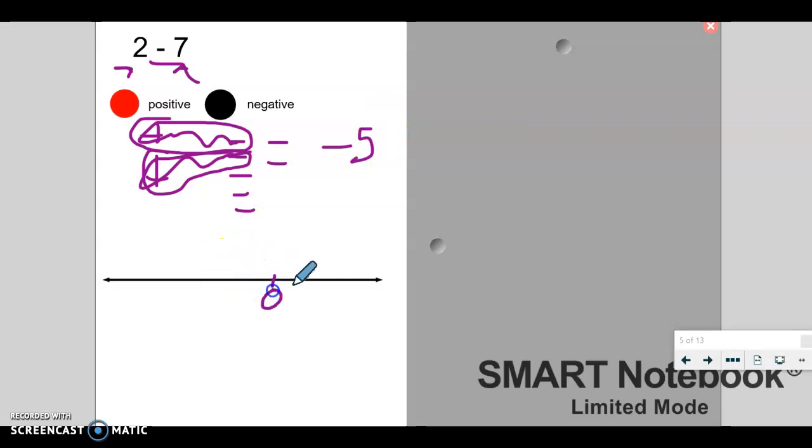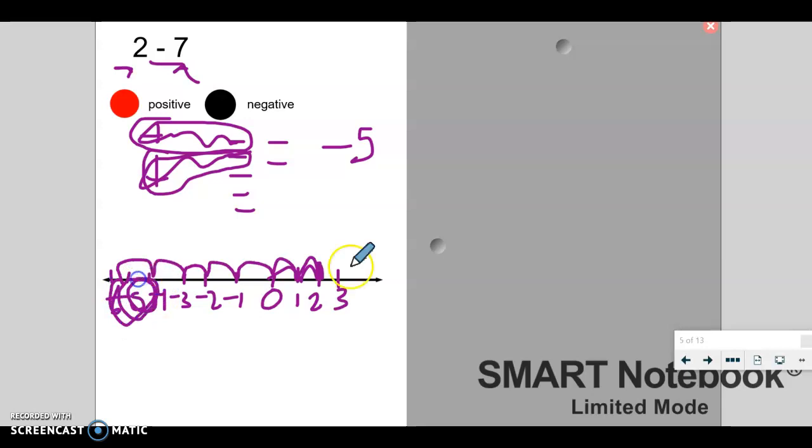Number line is another method. So I'm going to draw a number line really quick. Alright, so that's all the room I have. So I'm going to start at 2. So 1, 2, so there's 2. And then left 7 spots because it's a -7. 1, 2, 3, 4, 5, 6, 7. And that's where I end up. -5.